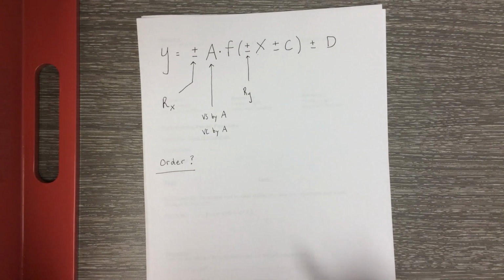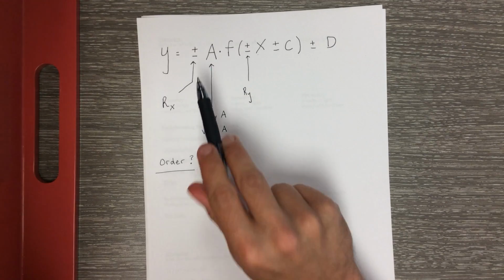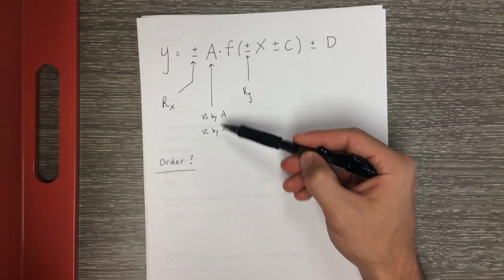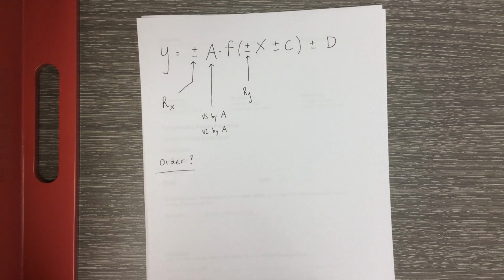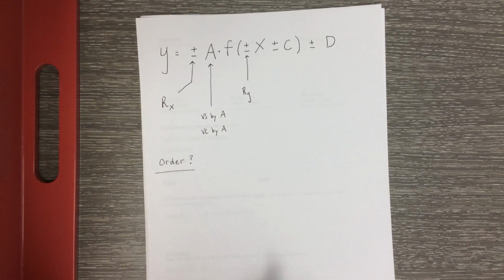I'm not terribly picky about VS versus VC, as long as you remember that if there's a number being multiplied in front of your function, then that's going to affect your y values by that factor. Okay, and we'll do plenty of examples where we see this. Just reminding you what that value does.